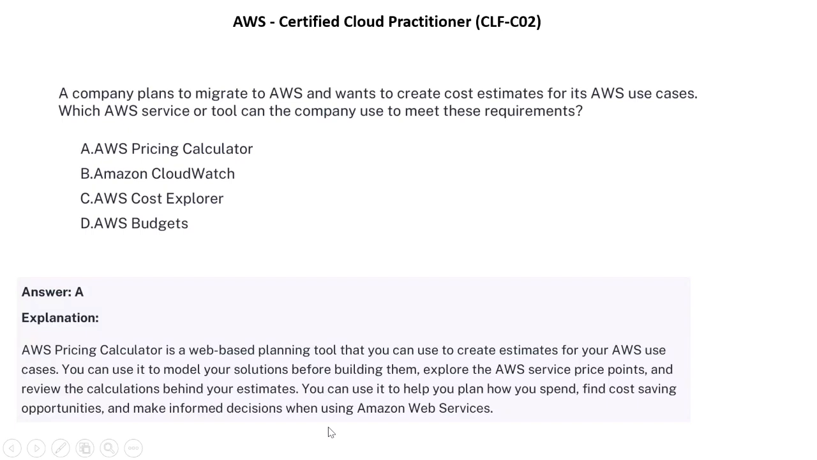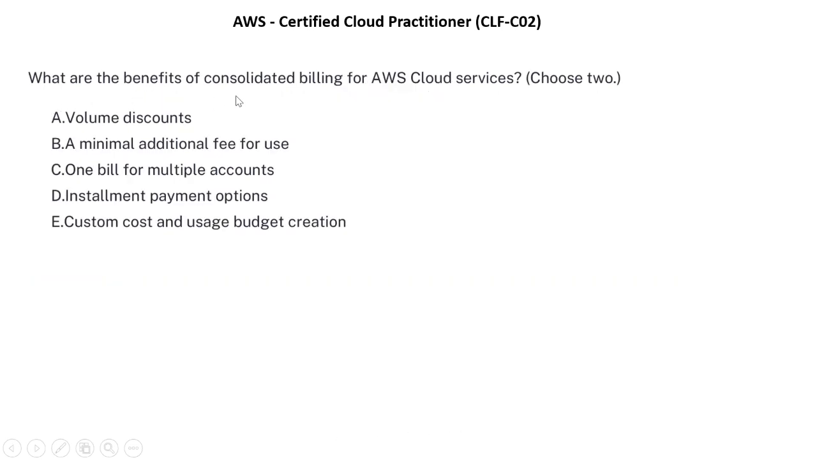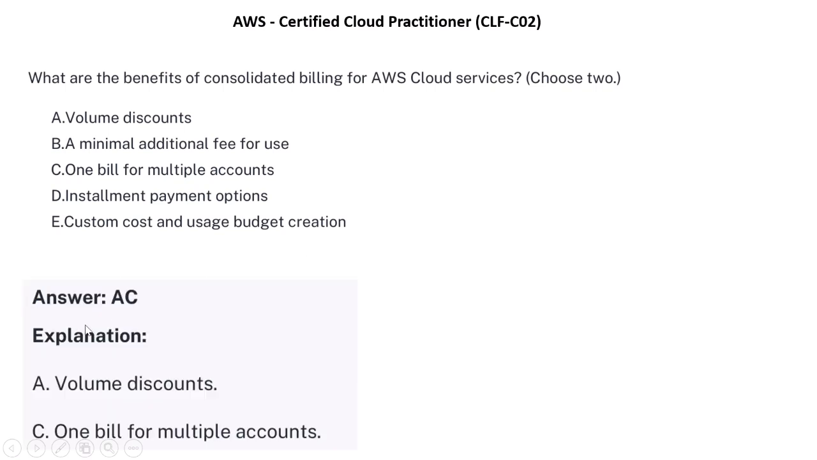When using AWS, what are the benefits of consolidated billing for AWS cloud services? Choose two options. The options are: option A, volume discounts. Option B, a minimal additional fee for use. Option C, one bill for multiple accounts. Option D, installment payment options. Option E, custom cost and usage budget creation. The correct options are option A and C, volume discounts and one bill for multiple accounts.